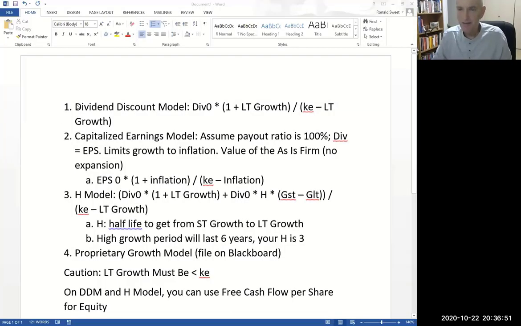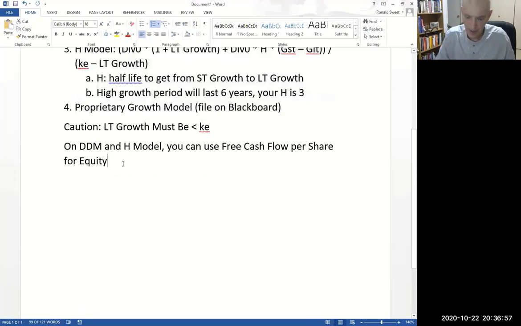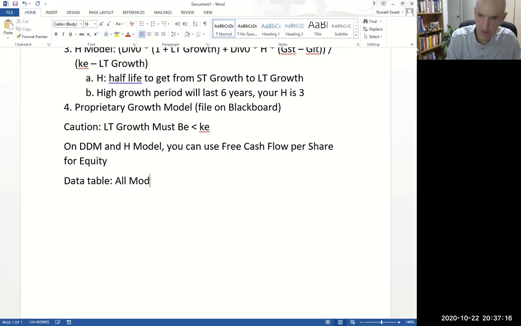So you need, I'm going to say you need 3, but if you can only do 2, then do more analysis. The other thing you're going to do is a data table. And I'm not going to show you how to do the data table in class. I'm going to do it in the video, so you just have to watch the video. If you've never done a data table, trust me, it's not that difficult to do. And we'll do the data table on all models.